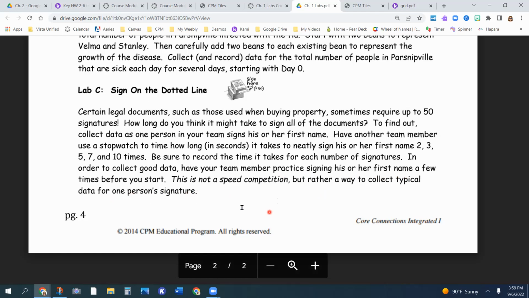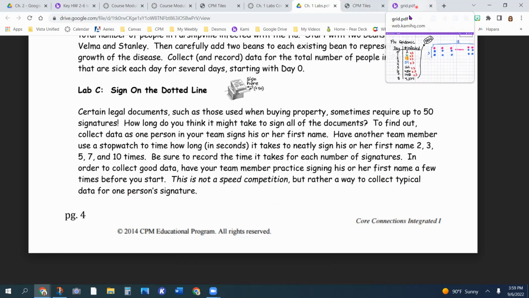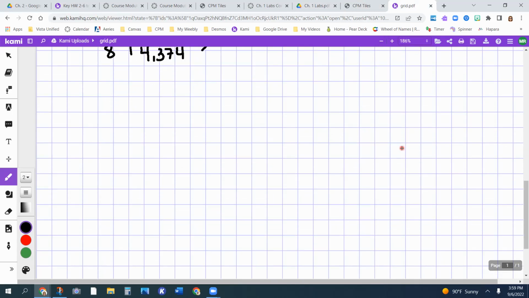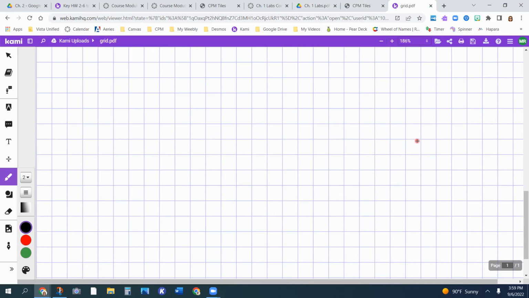In order to collect good data, have your team member practice signing his or her name a few times before you start. This is not a speed competition, but rather a way to calculate typical data for one person's signature. So you want to sign your first name as you normally would. So let me get back to our table here. This is going to be sign on the dotted line. You're going to have one person in your group sign their name.